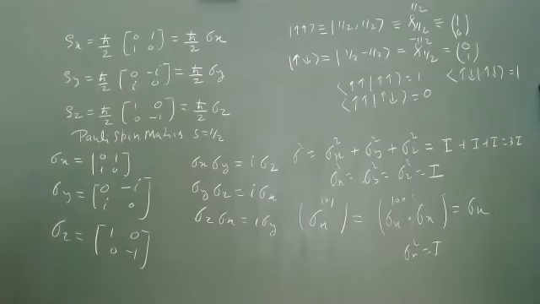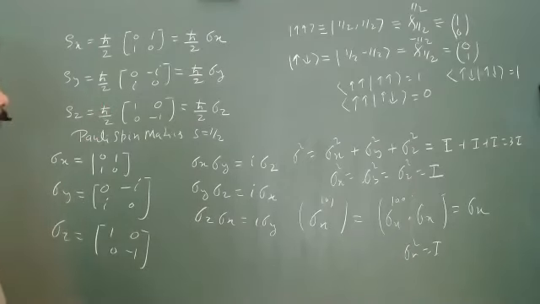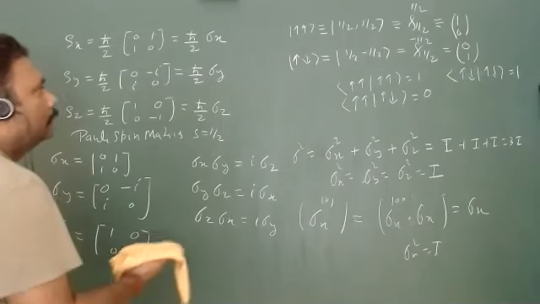Now let's try to figure out whether Pauli spin matrices are going to commute or not. If you see the Pauli spin matrices, I am removing this part.